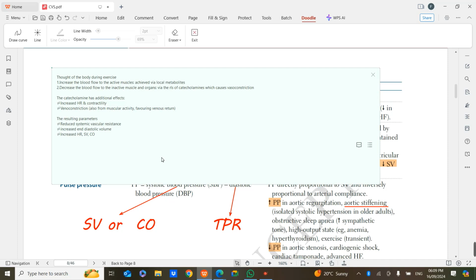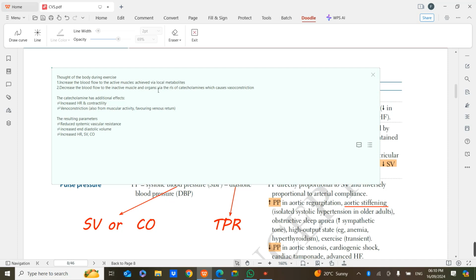So how do you think the body achieved that? That's question number 1 in the exam. How do you think the body achieved increasing blood flow to those skeletal muscles that are actively contracting? The way the body achieved that is through local metabolites. What do we mean by local metabolites? When the skeletal muscle is contracting, relaxing, some local metabolites are released like CO2, hydrogen ion, adenosine, lactic acid, and potassium. We call them CHALK, C-H-A-L-K.